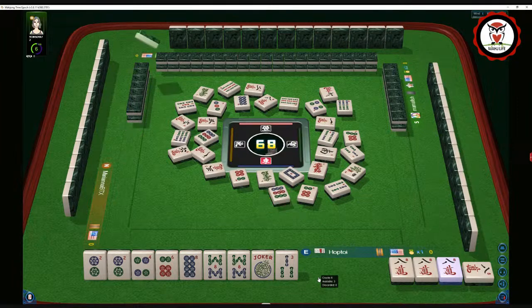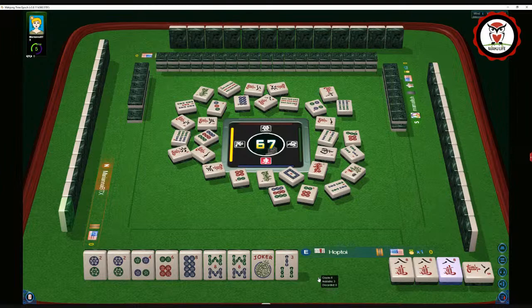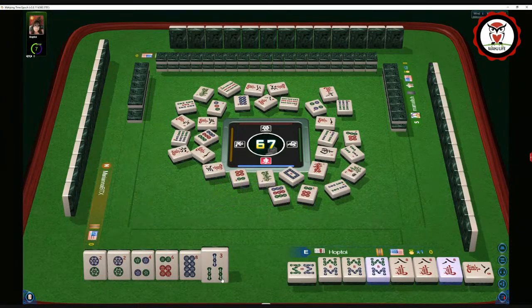9 dots. There's a pretty equal mixture of suits out there. 6 characters. There aren't very many winds, though. There are no winds out. No, 1. There's 1 south. 8 bamboos. Oh, there it is. Kong. Kong. Nice. That's very nice.